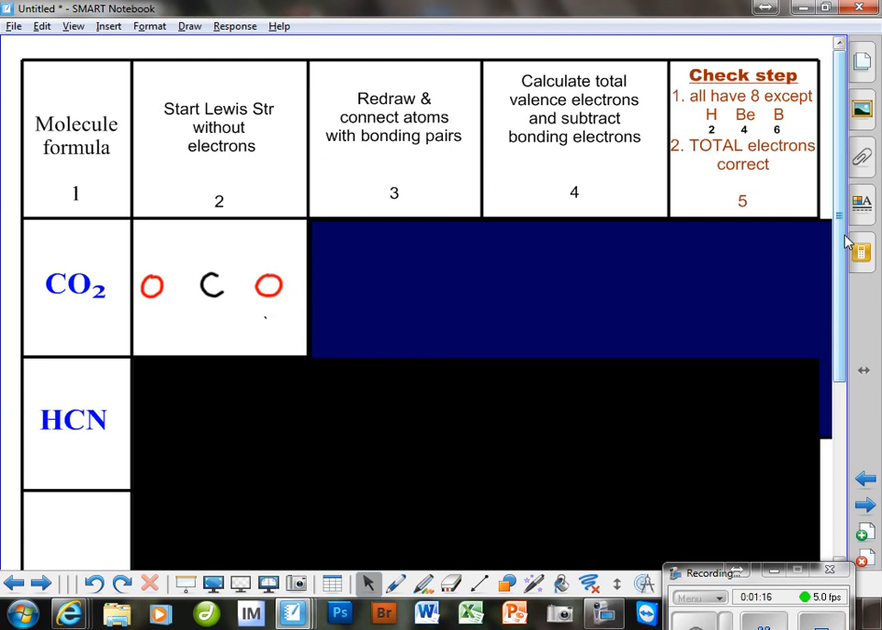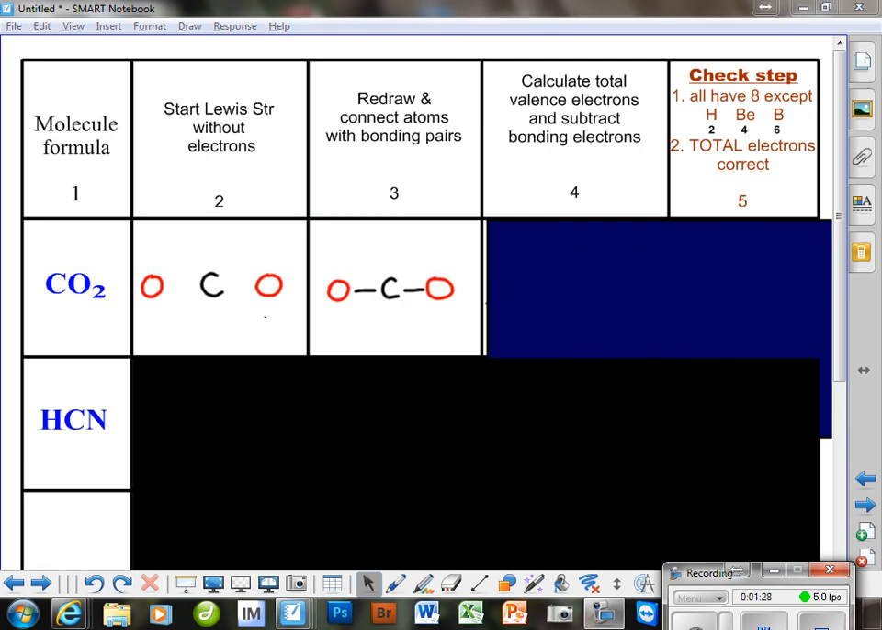And this time we're going to put in the bonding electrons. And the bonding electrons are going to be done with a stick. Okay, there we go. Now you can see the bonding electrons. And the next step, of course, is that we're going to have to figure out the numbers. So let's figure out the numbers and see what we come up with.